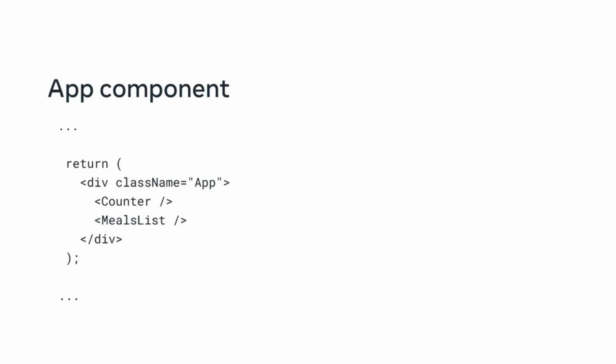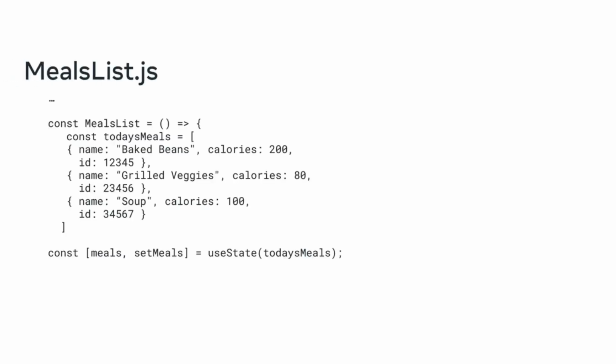First, the App component imports the MealsList and Counter components and renders them on the screen. Next, the MealsList component uses the useState hook to list a day's meals, which are stored in an array. The array elements are saved inside the todaysMeals variable. Then the meals state variable is initialized to hold this value. In other words, the meals state variable holds the array. Finally, the Counter component tracks the number of meals that a user is allowed to eat today.